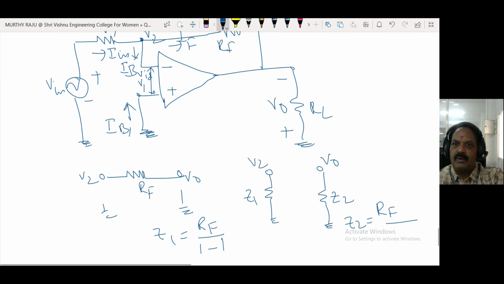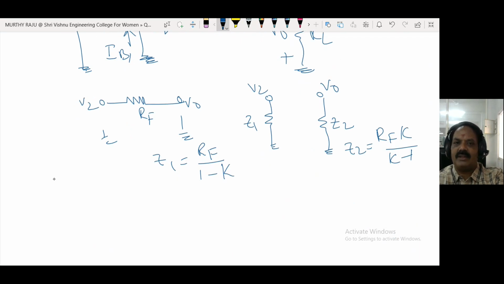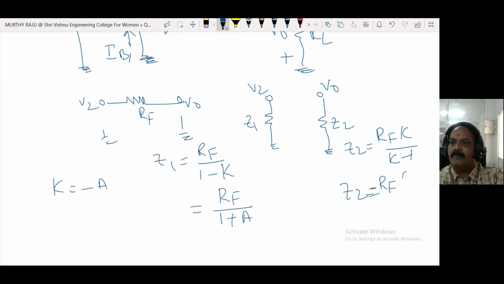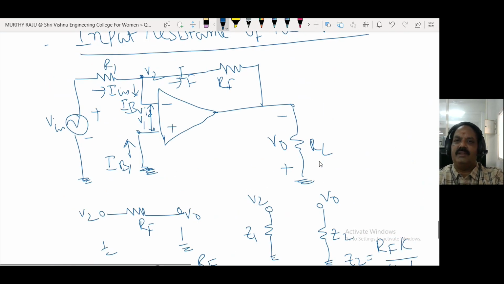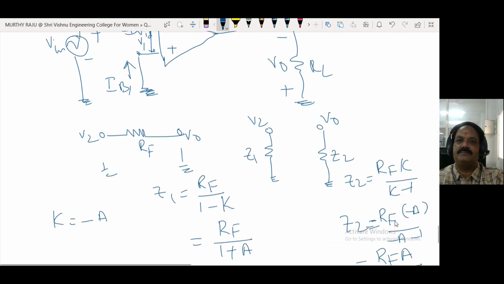This one is K, 1 minus K, RF by K minus 1, where K is called the voltage gain of the amplifier, that is minus A, because the input sign is there. Z1 is RF by 1 plus A, and Z2 is equal to RF A by 1 plus A at the output. Therefore, this RF is connected between the input and output side of the amplifier.